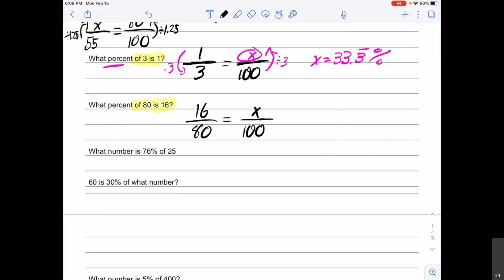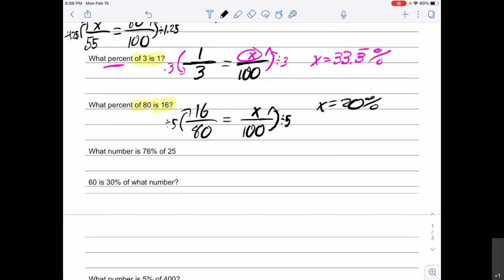When I looked for a relationship, I saw right away that 80 divided by 5 is 16. That means I can do 100 divided by 5. And I get that x equals 20. And again, this is a percent, because my question is what percent?